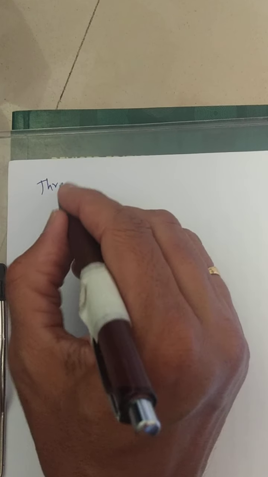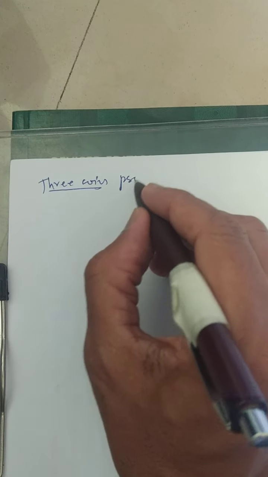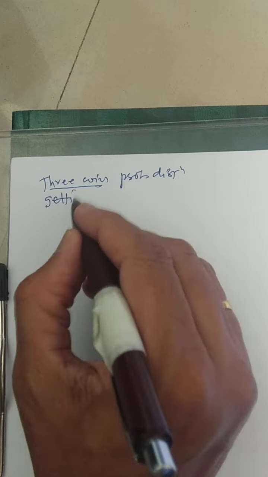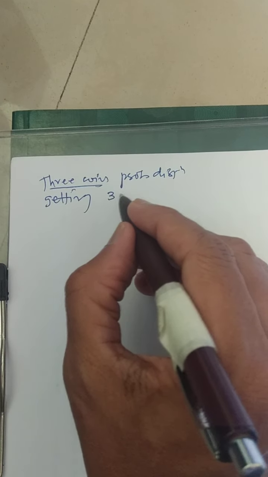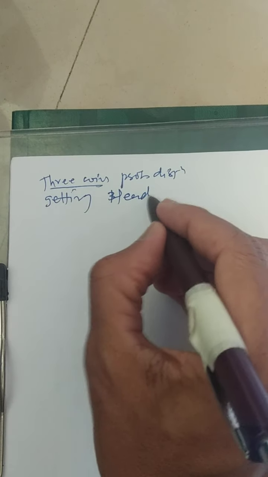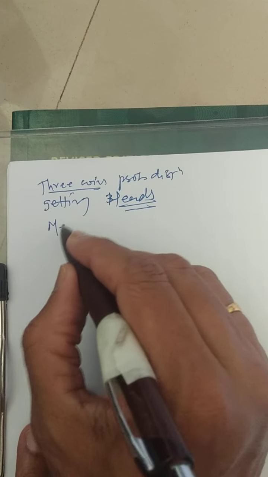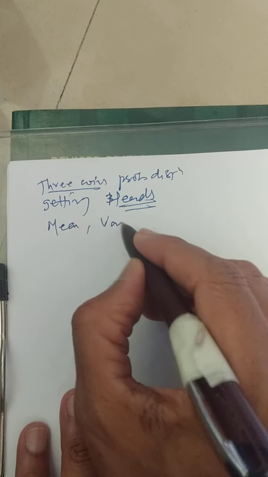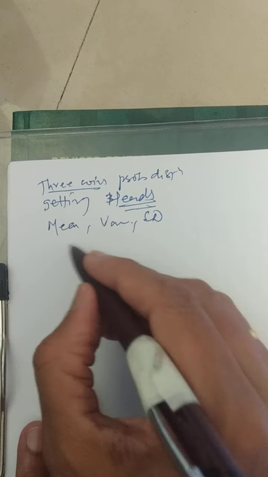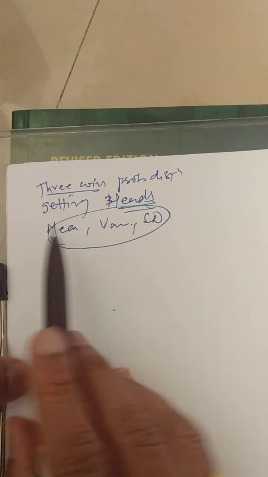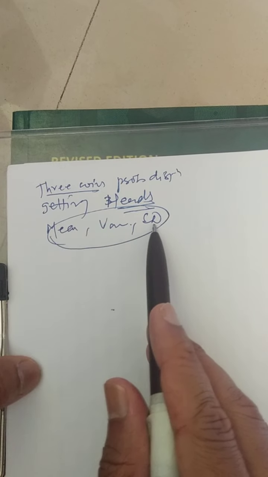Now next question. If 3 coins are tossed, what is the probability distribution of getting heads? This is only asked. Also the question can demand what is the mean, what is the variance, and what is the standard deviation. This procedure will be common. This procedure is not going to change. Now I will be explaining how to get mean, variance, and standard deviation.